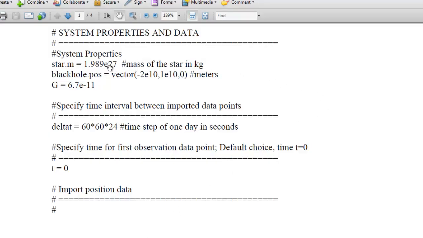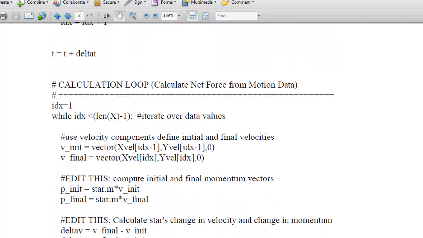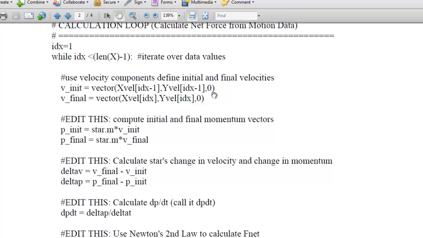Starting with the system properties, I stated the mass of the star, position of the black hole, and the gravitational constant. Delta T was 60 seconds times 60 minutes in an hour times 24 hours in a day to give us a time step of a day stated in seconds. This is the code for how we use the list data to evaluate the change in position as well as the change in velocity. This is similar to the activity we did with the mystery motion of an object. In the calculation loop, here's the code for my initial and final velocities that we use to find the initial and final momentums.